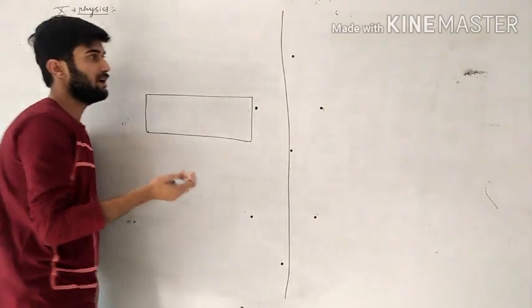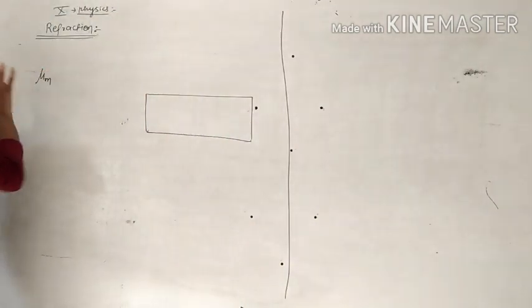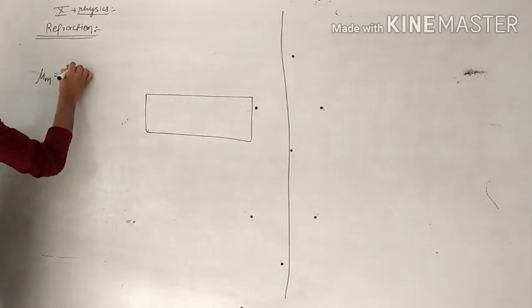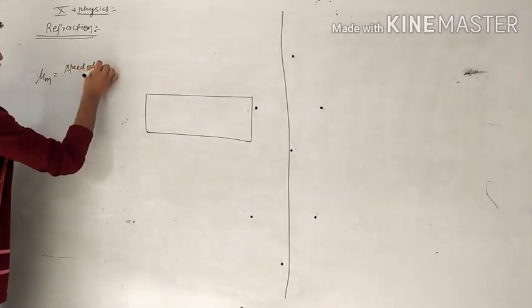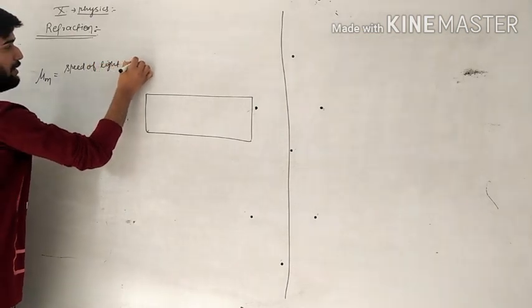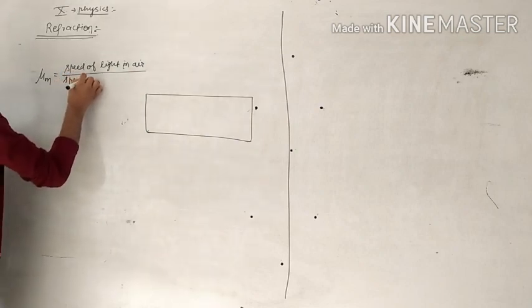That means the absolute refractive index of a medium was the speed of light in air upon the speed of light in the medium.